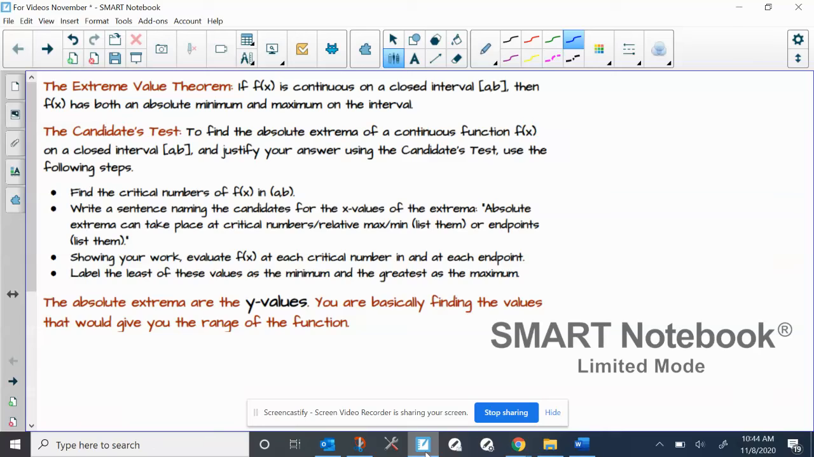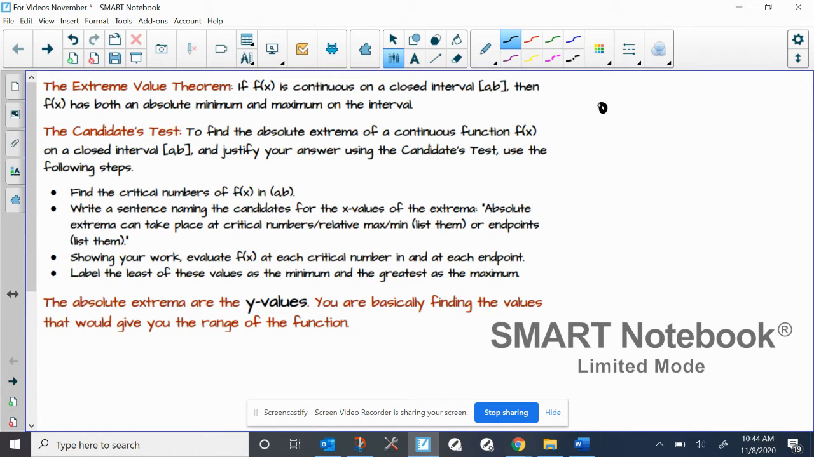So the extreme value theorem is an existence theorem, much like the mean value theorem was an existence theorem. It just simply says something exists. So the extreme value theorem says if f of x is continuous on a closed interval from a to b, then f of x has both an absolute minimum and maximum on the interval. So what you saw on a previous slide were some examples where it couldn't and it didn't.